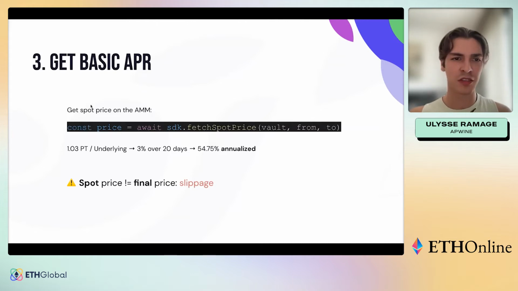So let's do this. We are going to get the spot price on the AMM. To do this, you just need to run sdk.fetchSpotPrice, and then you specify the vault that you've just fetched, and then the from address and the to address. The from and the to are actually 2 tokens that you want to swap between on our AMM. So here, what we want to do is, for example, go from underlying, which is going to be ETH, to PT, which is going to be locked ETH for the entire period. And this is how you can get a fixed rate on APWine.